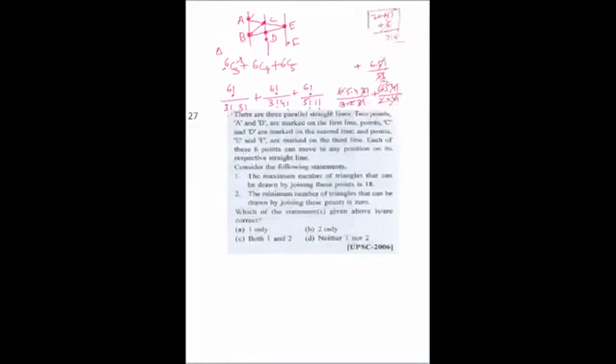So A is wrong. And when the points are on one line AB, then another also here CD, then another also here EF, say, then 0 triangles. So minimum is 0. So answer is statement 2 only, which is B.